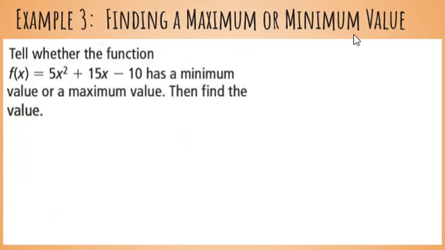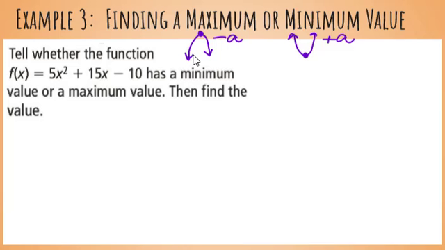Example 3 is finding a maximum or minimum value. If you have a maximum value, your parabola is going to be opening downward, and the maximum value comes from the y value of the vertex. And in this case, your a value is going to be negative because the parabola is opening downward. If you have a minimum value, your parabola is opening upward, and the minimum value comes from the y value of the vertex. And in this case, your a value is going to be positive.